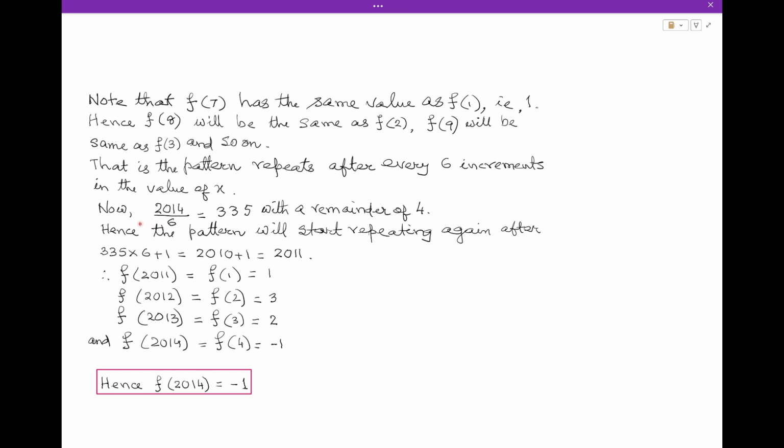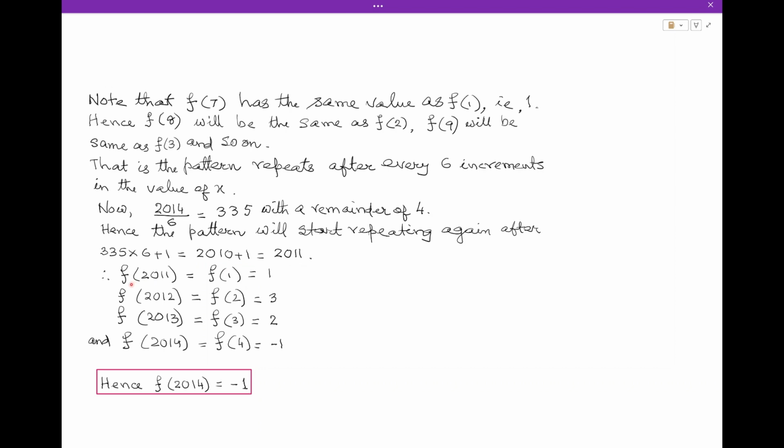Now, 2014 divided by 6 is equal to 335 with a remainder of 4. Hence, the pattern will start repeating again after 335 multiplied by 6 plus 1. That is 2010 plus 1, which is equal to 2011.